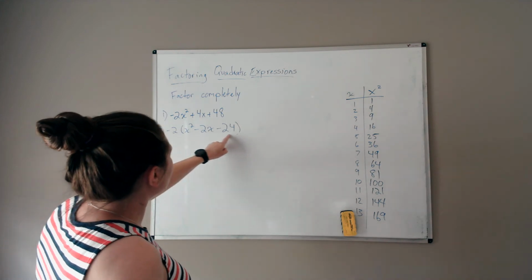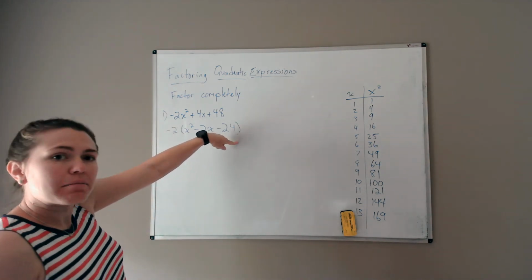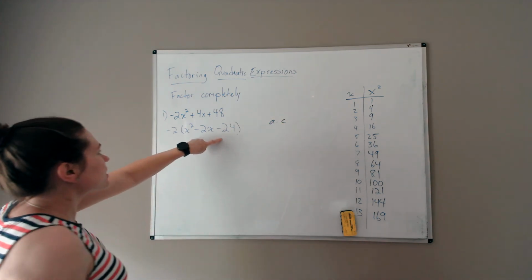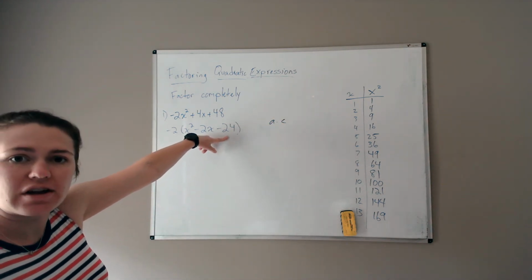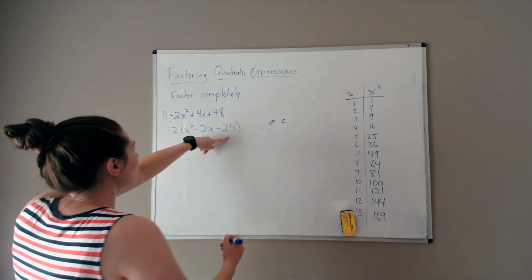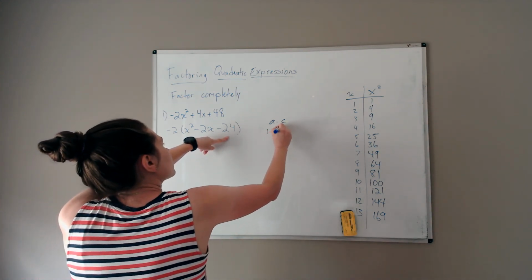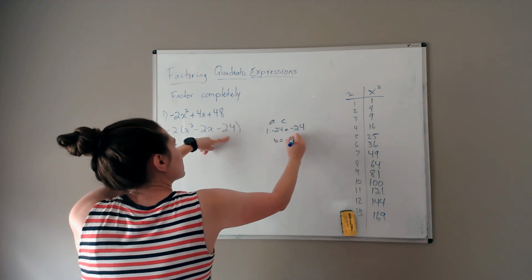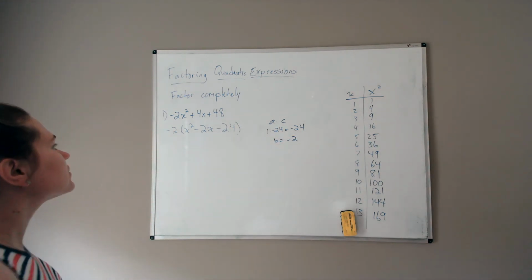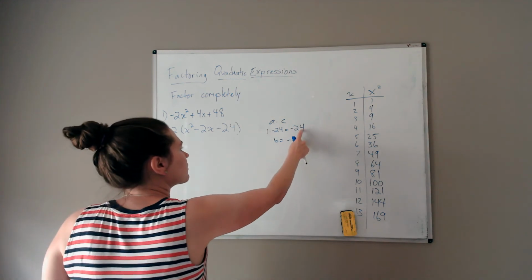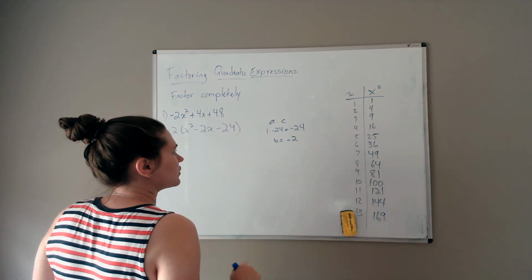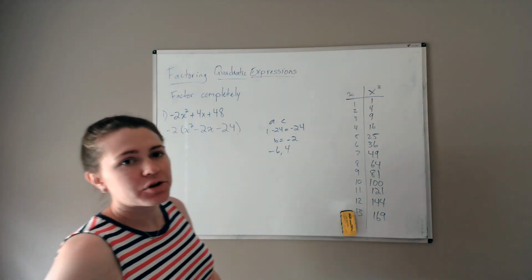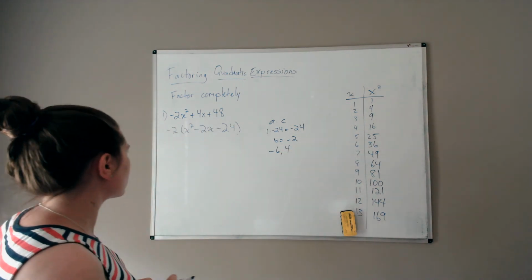I have a quadratic trinomial here, so that means I have to check the AC method to see whether or not this is factorable any further. So that's going to be 1 times negative 24, that's negative 24, and b is negative 2. Can you think of two numbers that multiply together to give you negative 24 and add together to give you negative 2? Yes, negative 6 and 4. If you can't think of it off the top of your head, you have to make that list of factors that I showed you before.